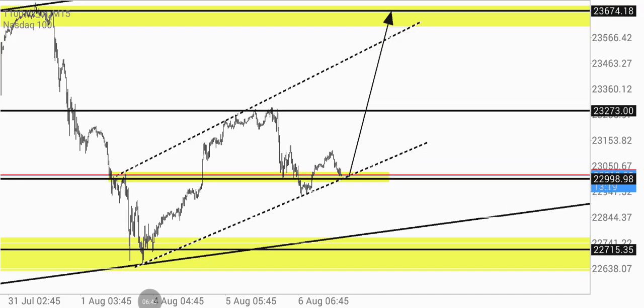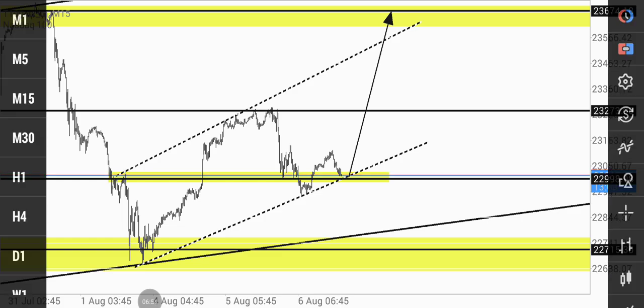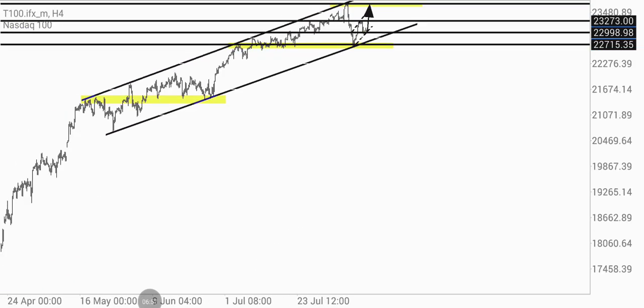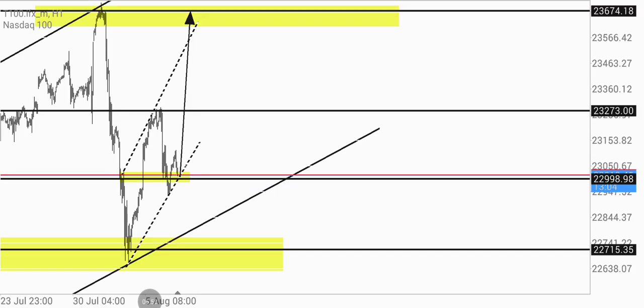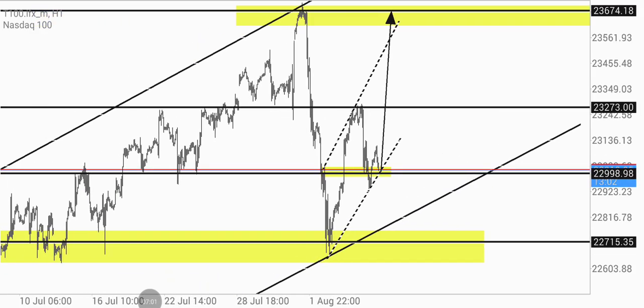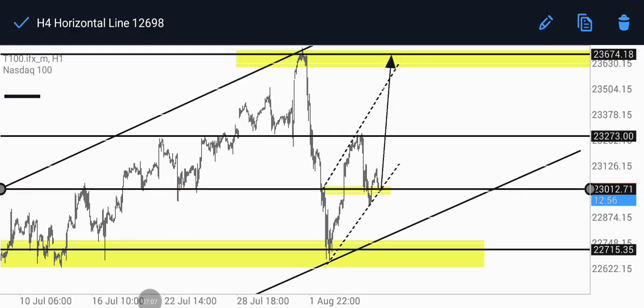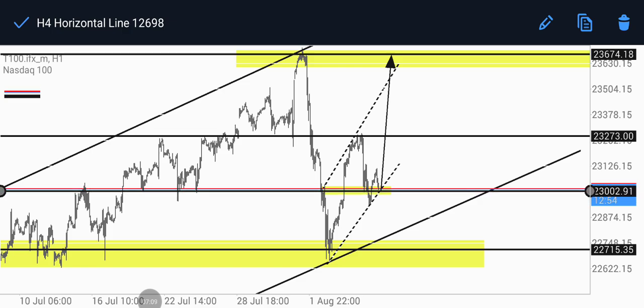So bear in mind that the trend lines are there just to help you find out in which trend we are. Currently we're in a bullish trend. As you can see on the 4-hour time frame, we're looking for buys because we're in this bullish trend. And if you go to the 1-hour time frame, we find that we're within the support horizontal line, which is why we're looking for buys.